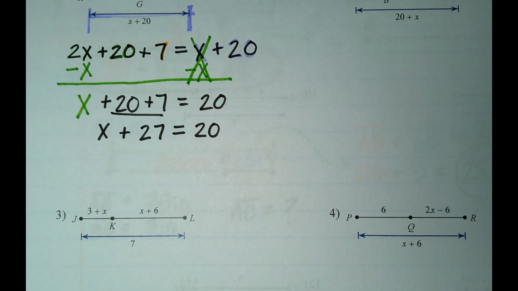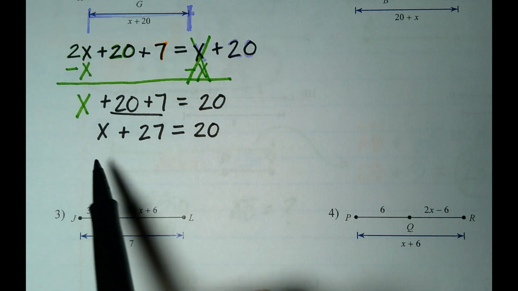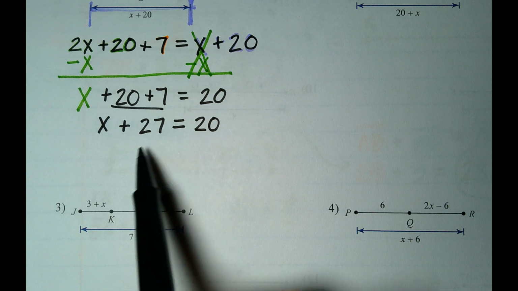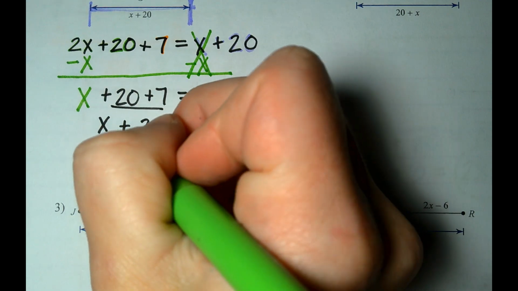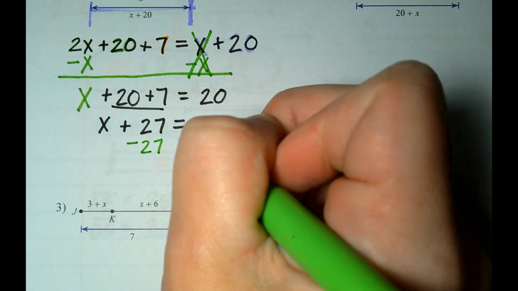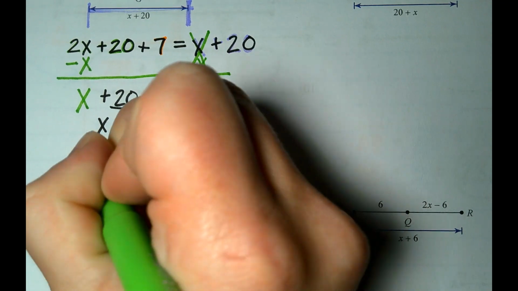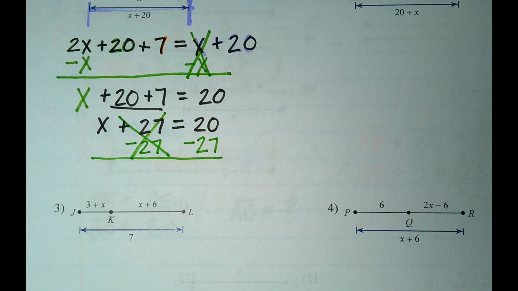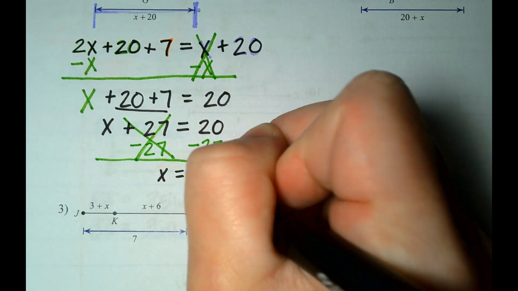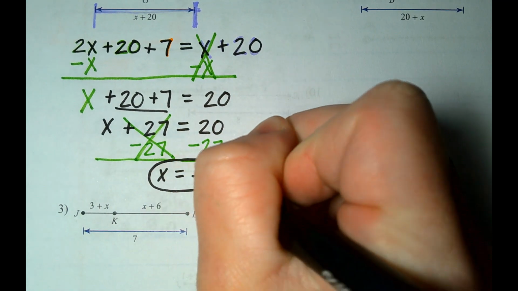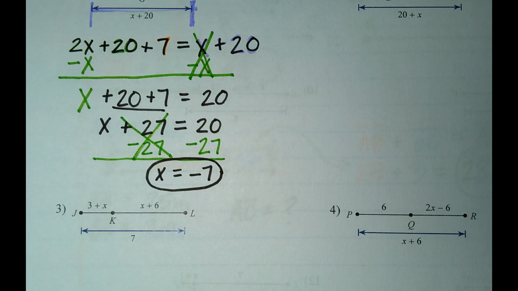How do I solve for x from here? Don't you add 27 on both sides? Well, I'm starting with plus 27. How do I get rid of plus? Ah, yes. Minus 27 on both sides. Those will cancel and we get x equals what? Negative. X equals -7. And that's our answer. I think it's kind of cool.